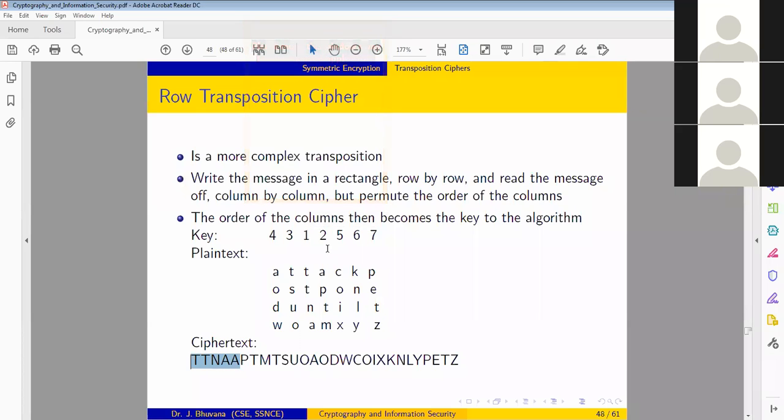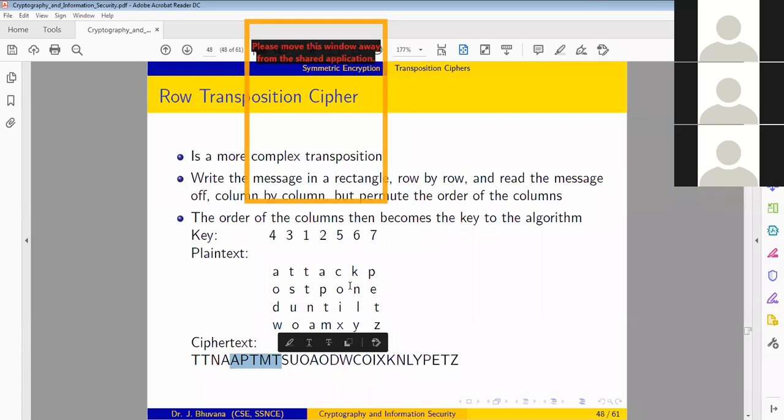That will be the first few letters of the ciphertext, followed by the column with the number two. So APTM. That will be the next few letters of the ciphertext. So that way I'm simply using the key information as a kind of reference string. With respect to that reference string, I am jumbling the letters of the plain text, taking them from the matrix and converting them into unreadable cipher text.